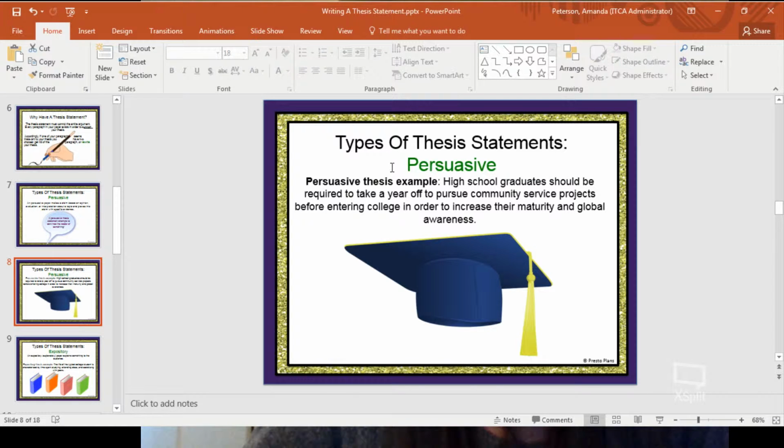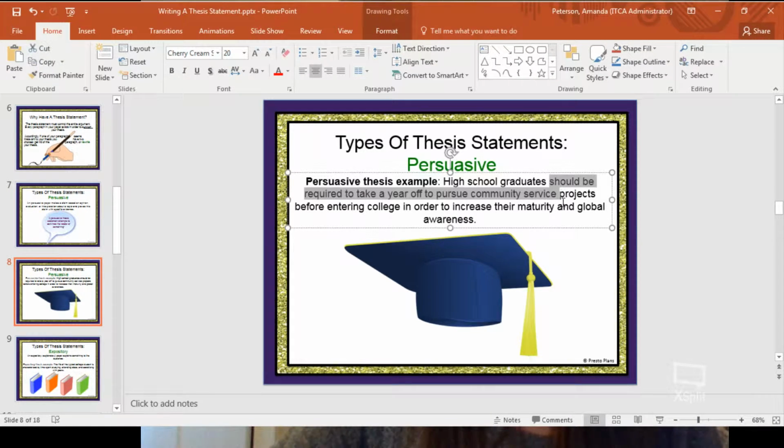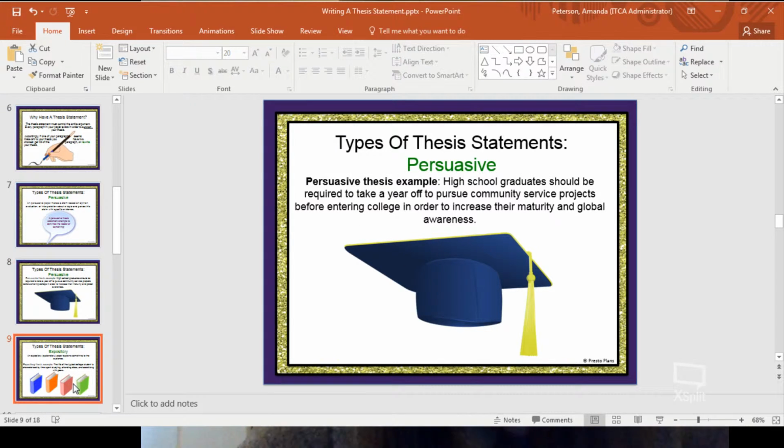Okay, so here's an example of persuasive. High school graduates should be required to take a year off to pursue community service projects before entering college in order to increase their maturity and global awareness. Okay, so this paper, you know exactly what it's going to talk about because it has a topic, high school graduates, as well as an opinion or an assertion: should be required to take a year off to pursue community service projects before entering college in order to increase their maturity and global awareness. Whoa, that's a mouthful. And it's persuasive because it's arguable and you're trying to get somebody's opinion to go back to this or to persuade them to agree with you.